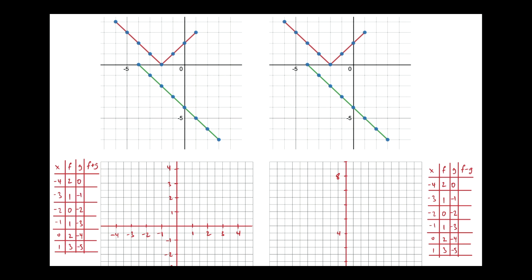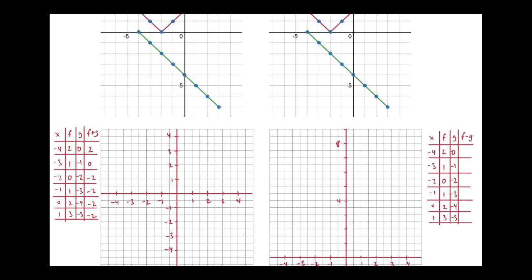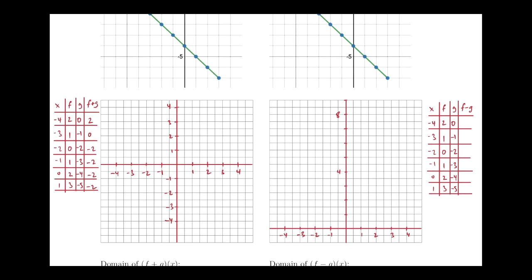And finding f plus g should be pretty simple. We just have to add the y values together. So 2 plus 0 is 2. This would be 0. This would be negative 2, negative 2, negative 2, negative 2. Now, I've already drawn my scale and my axes, but here you want to think before you start drawing your axes. And you could see that here off to the right-hand side, my x-axis is not right in the middle of the page. So you want to make sure that you can actually fit all your y-values and your x-values in the picture that you're given.